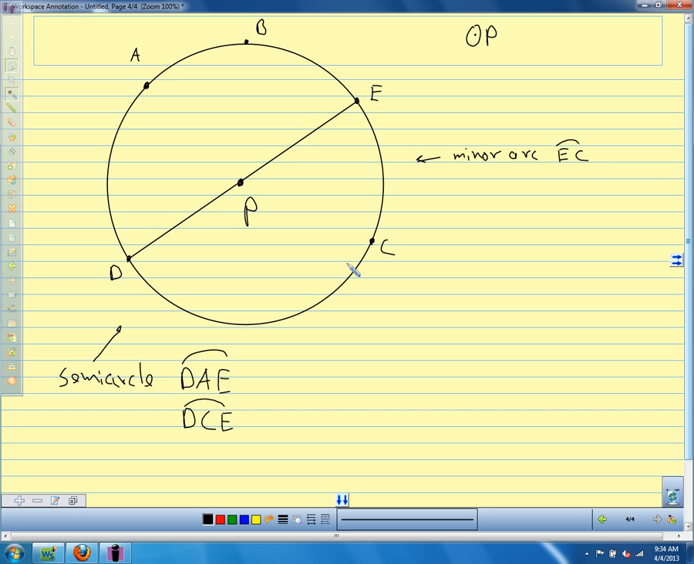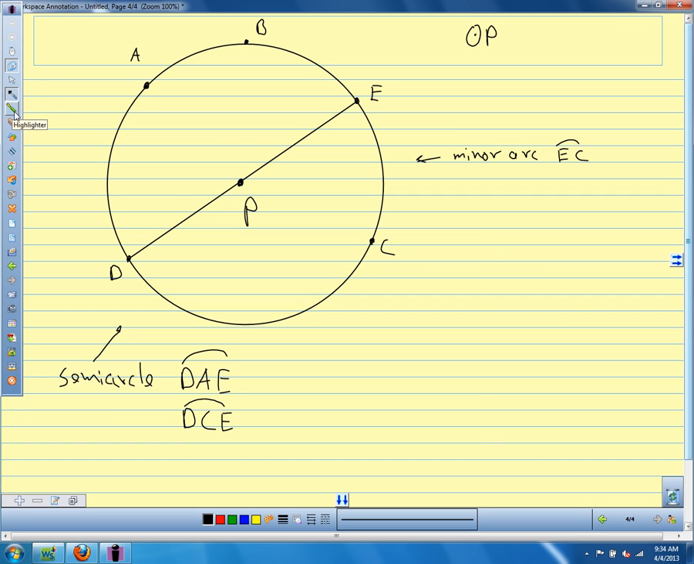Is DBE okay? DBE, yeah, we could name the semicircle DBE. The middle letter just tells us basically which direction we're going around the circle. So I started at D, here I'm going through point A and stopping at point B. Here I'm starting at point D, going through point C and stopping at B. And I could also go the other direction. I could say arc ECD or EBD. Either direction works.